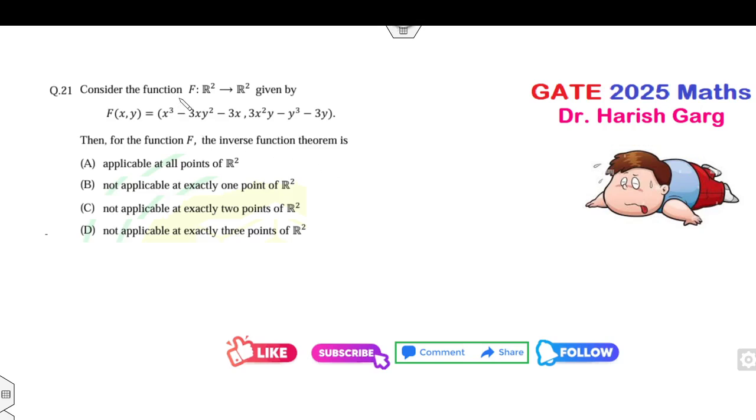Okay, the first question is related to a function that is given, and your target is to check whether the inverse function theorem is applicable or not. What is the shortcut trick that I gave you? Whenever you have the inverse function theorem, you can find the Jacobian of the matrix. If it is non-zero, then you can say it is applicable, and whenever the Jacobian is 0, then you can say the inverse function theorem is not applicable.